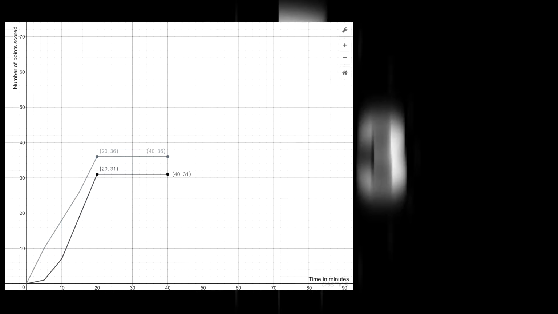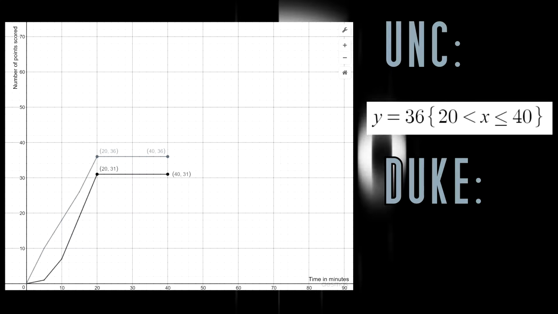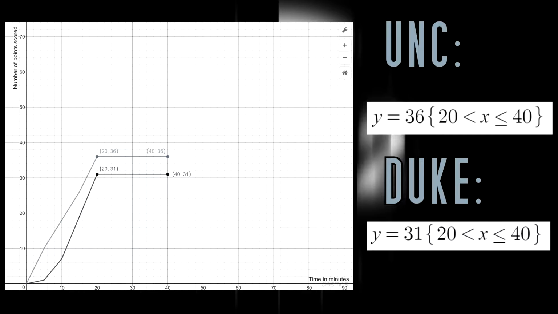As you can see in this graph, the score stays the same over this time interval from 20 minutes to 40 minutes. UNC's piecewise function during halftime is y equals 36, and Duke's piecewise function is y equals 31. 20 minutes later.